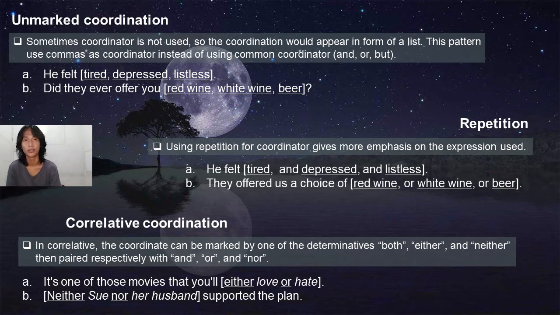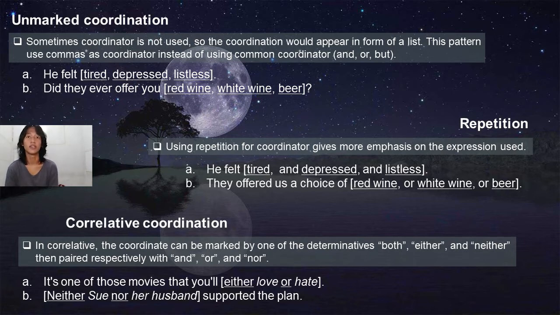And move on to the correlative coordination. I will read. In correlative, the coordinate can be marked by one of the determinatives, both, either, and neither, then paired respectively with and, or, and nor. So let's go to the example.